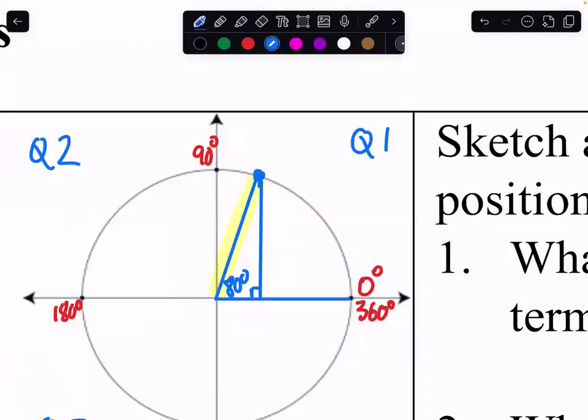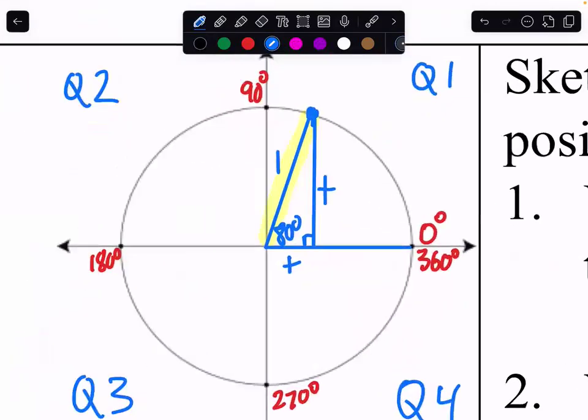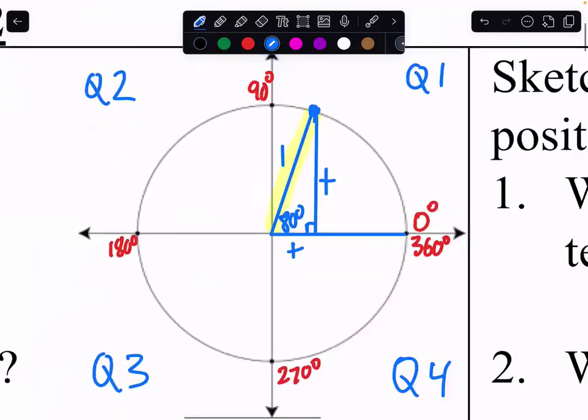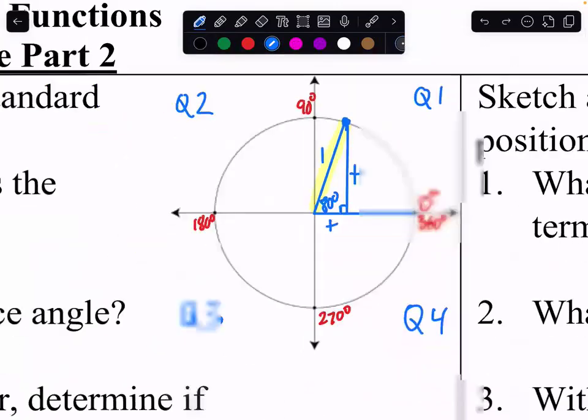Without a calculator, we don't know exactly what number this length is, but we know it's some positive number, because it's going upward. Similarly, the bottom of the triangle is going to the right, which is a positive x value. And the hypotenuse is always positive. That part people tend to get confused on. No matter what quadrant you're in, the hypotenuse is always positive 1.